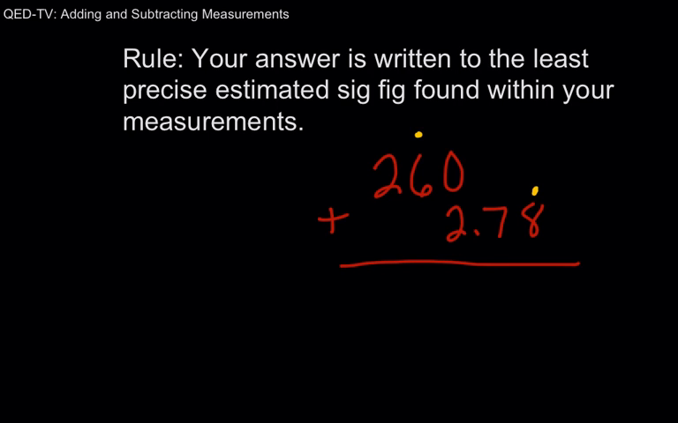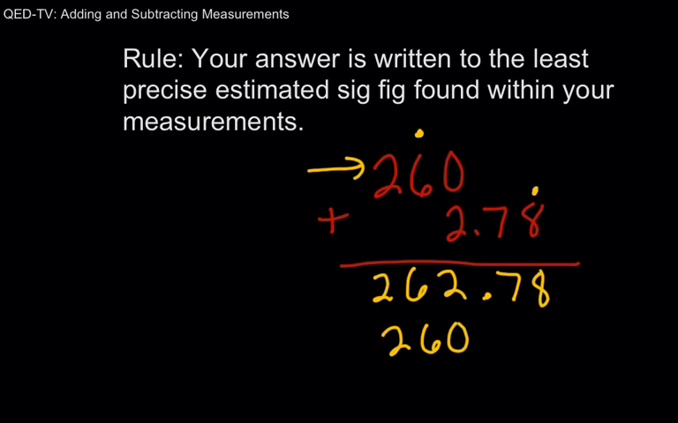If I added these together on the calculator, I'd get 262.78. But that's not a correct answer when I'm adding these two things. I can only write out this answer to the least precise estimated sig fig, which happens to be the tens place. So I need to round my final answer to the tens place, which means it's going to be 260. It's still 260. Now that's bothersome to people because I already had 260 up here and I added something onto it. So shouldn't I have something more?